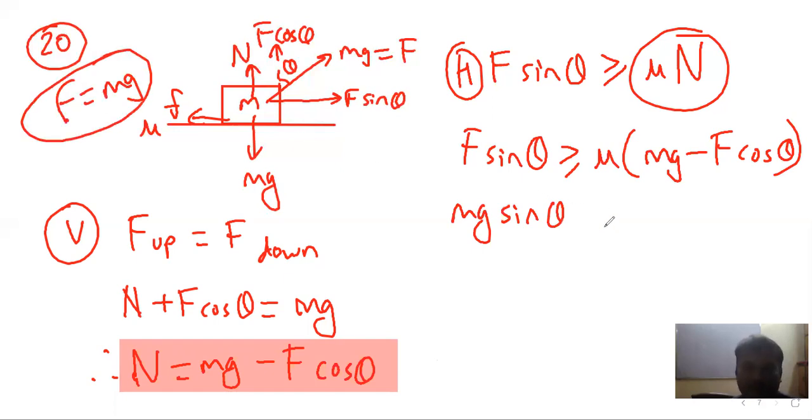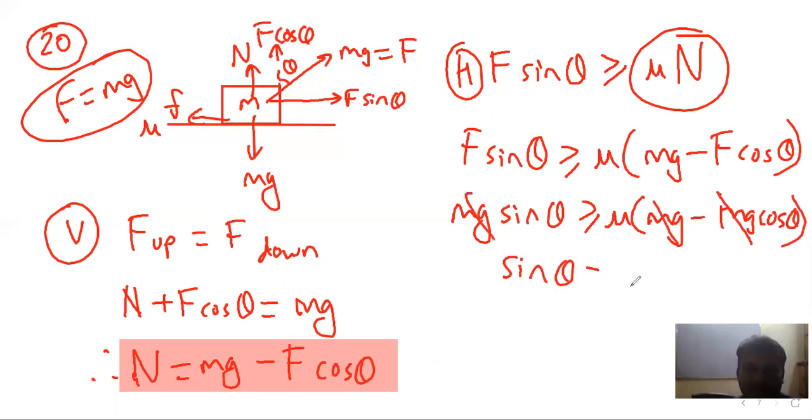So mg sin theta is greater than or equal to (mg minus mg cos theta) into mu. So mg cancels everywhere. We get sin theta should be greater than or equal to mu into (1 minus cos theta). So from this equation, I can get the value of mu. How will I get it? We can use the double angle formula.